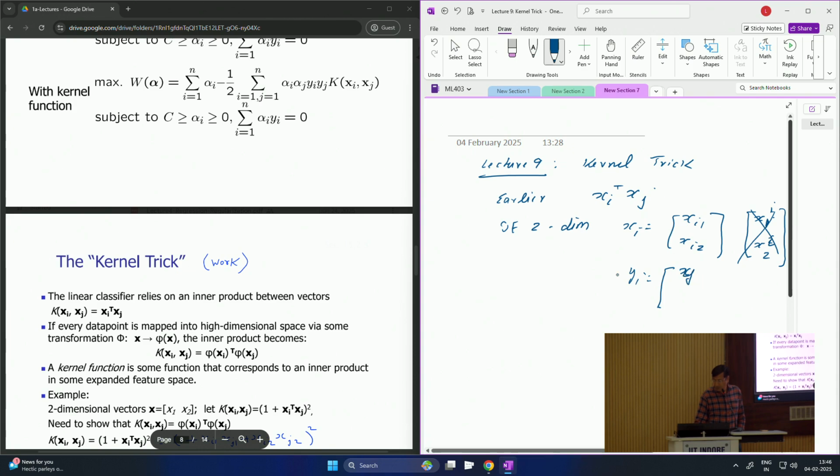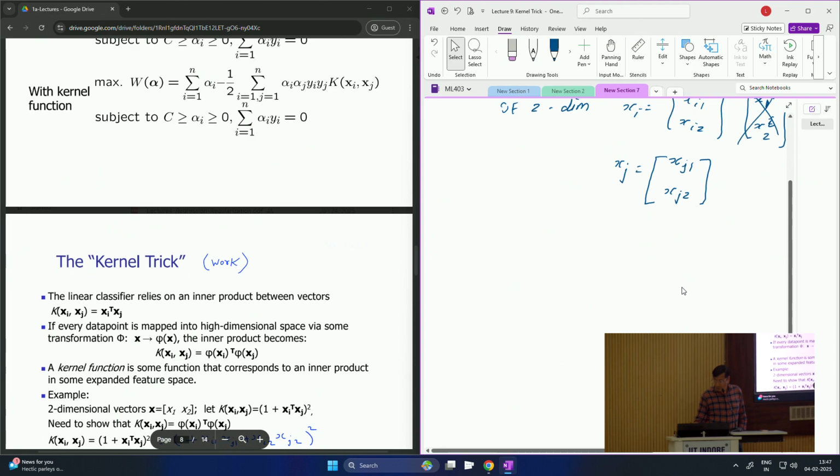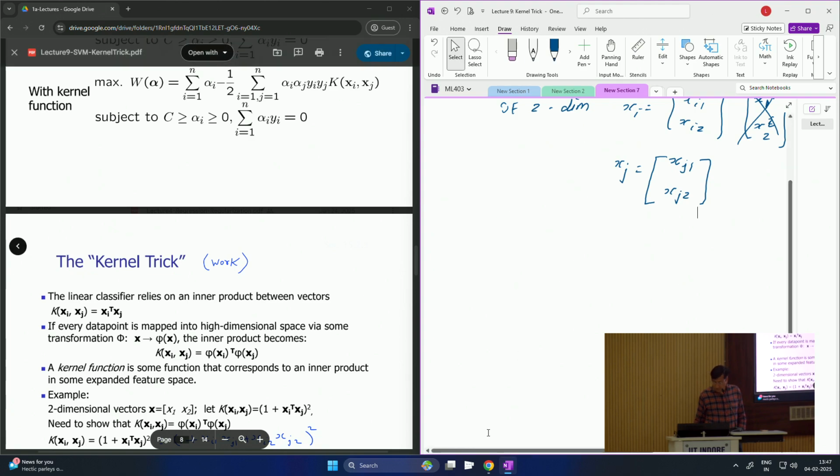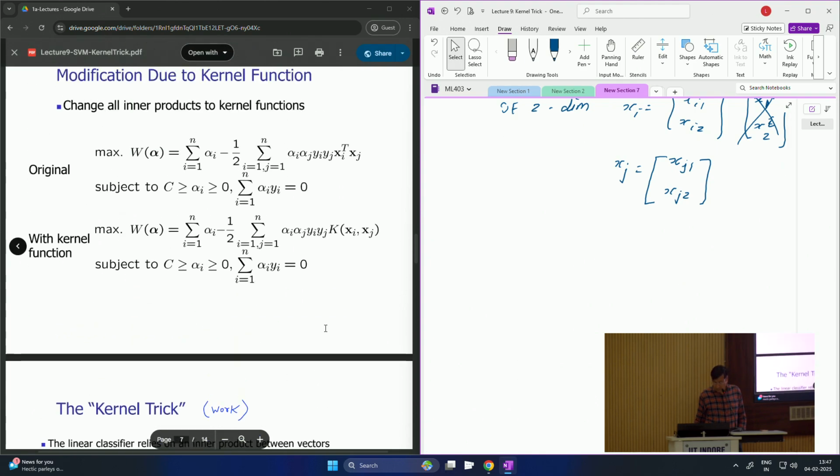So xi is this and, I'm not saying yi, it's another point xj which we are saying. J is the point itself. So this is xj1, xj2. I and j are both corresponding to your data points if you've got n data points, but the dimension of them is 2.